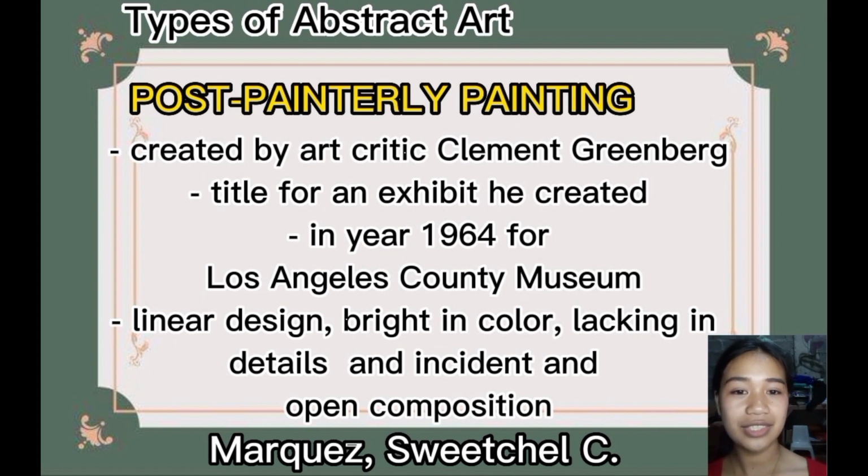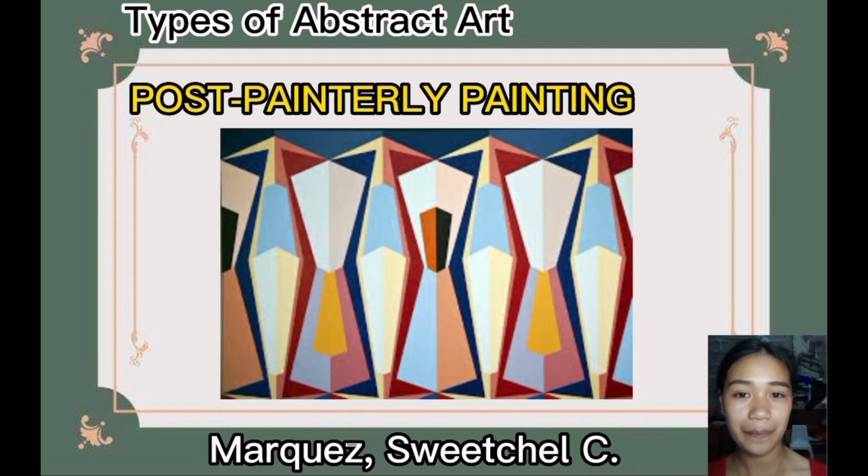Post-painterly abstraction is a term created by art critic Clement Greenberg as the title for an exhibit he curated for the Los Angeles County Museum in 1964. It is characterized by linear design, bright color, lack of detail and incident, and open composition. And here is an example of post-painterly abstraction.